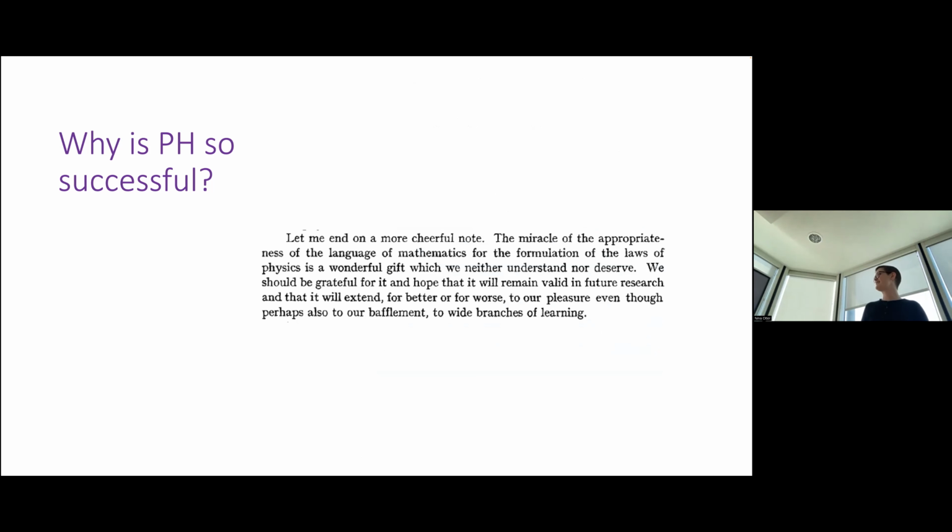And in fact, yes, at the end he says, the miracle of the appropriateness of the language of mathematics for the formulation of the laws of physics is a wonderful gift, which we neither understand nor deserve. And so that's why he calls it the unreasonable effectiveness of mathematics. This is a paper that opened lots of debates, even in the philosophy of mathematics. It has also led to lots of papers with catchy titles like the effectiveness of data and so on and so on. But so, what does this have to do with persistent homology?